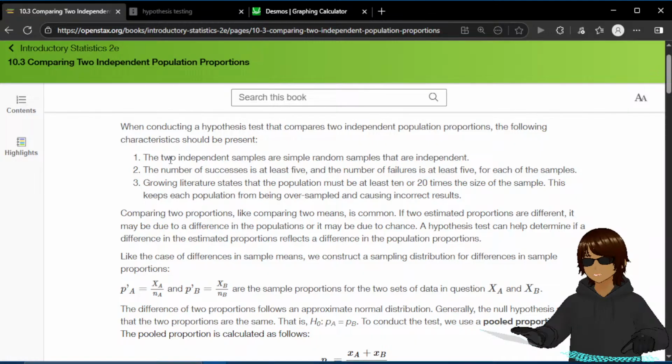So, okay, we have two independent samples. Number of successes are at least 5. Number of failures is at least 5. Growing literature states that the population must be at least 10 or 20 times the size of the sample. Okay, so the population is at least 10 or 20. They should just pick one number.